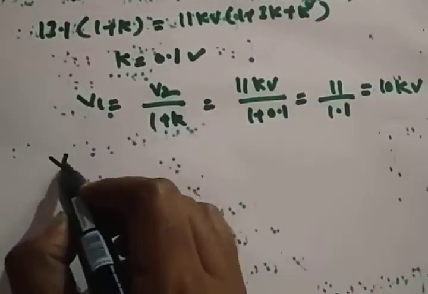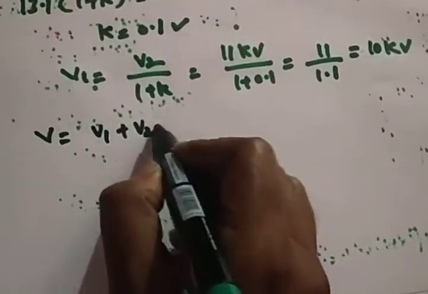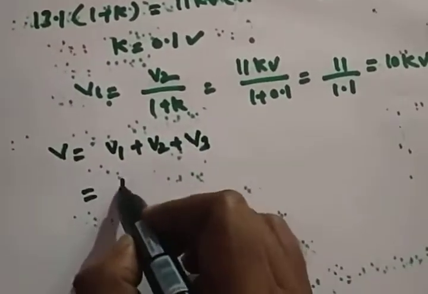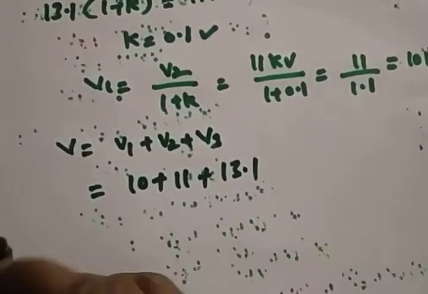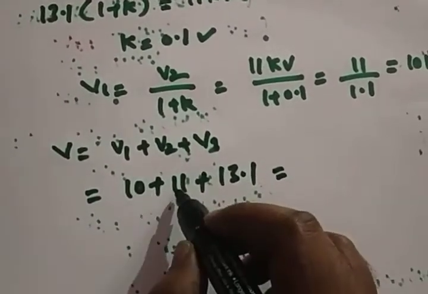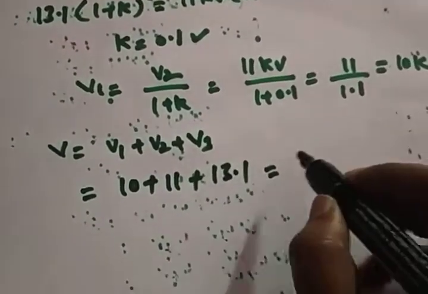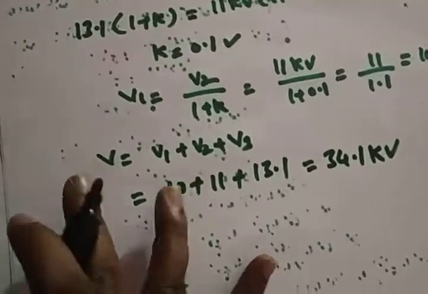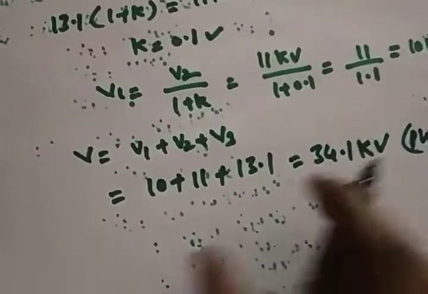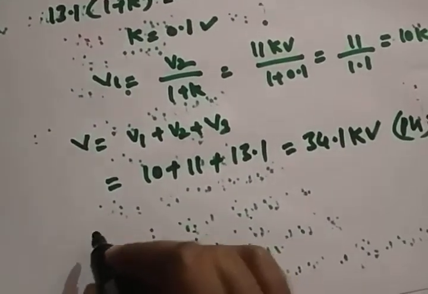First you have to find out the string voltage, V equal to V1 plus V2 plus V3. So what is V1? 10 plus, what is V2? 11 plus 13.1. That means the total voltage is 10, 11, 21, 13, that means 34.1 kV. Right? So this is the phase voltage. What they are asking is the bus bar voltage, that is nothing but line voltage, right?